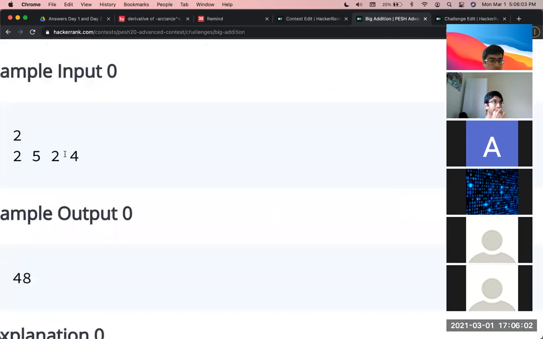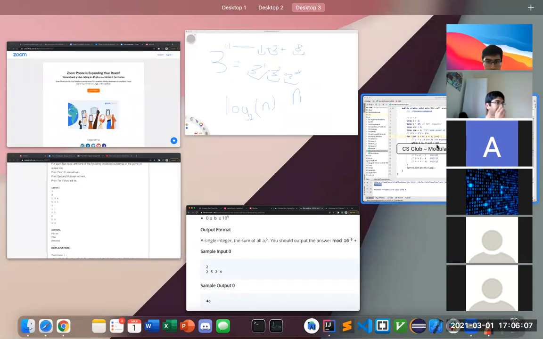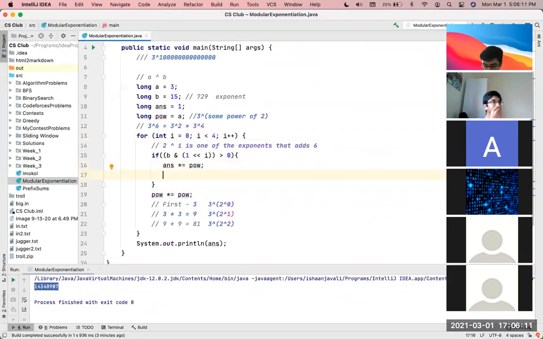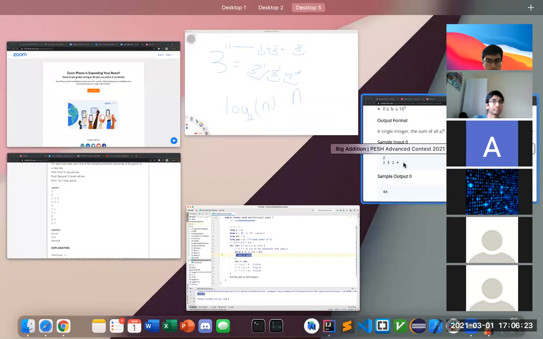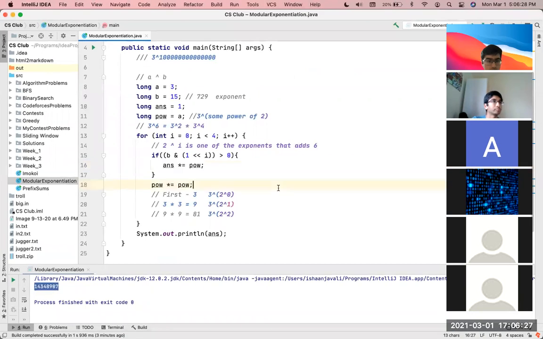So the intended solution for this problem was to use binary exponentiation, pretty much exactly what we used over here, except in addition to saying ans times equals pow, we'd also mod it by 10 to the 9 plus 7, because this can get really big. So that's what mod does. It basically takes the remainder of the product. And that was the solution for big addition using modular exponentiation.